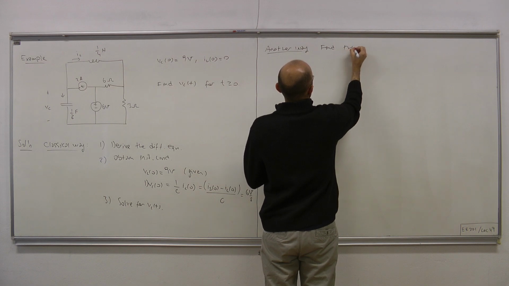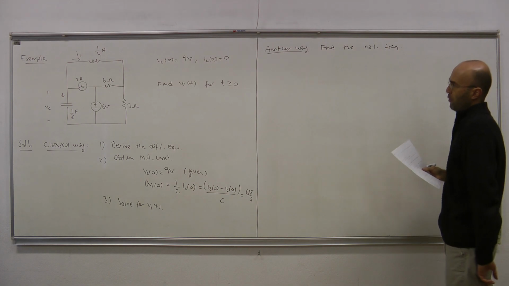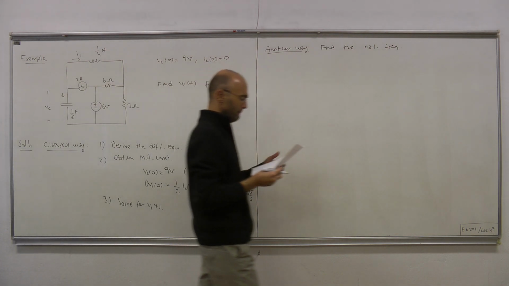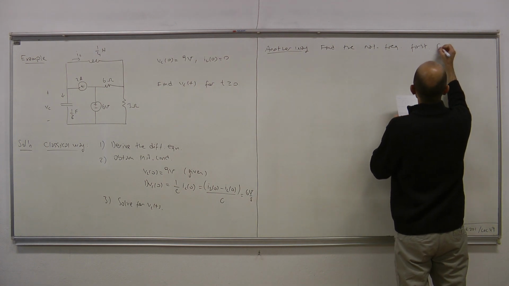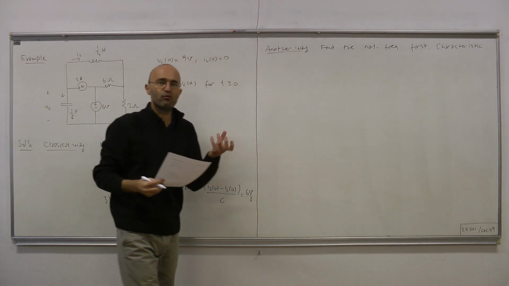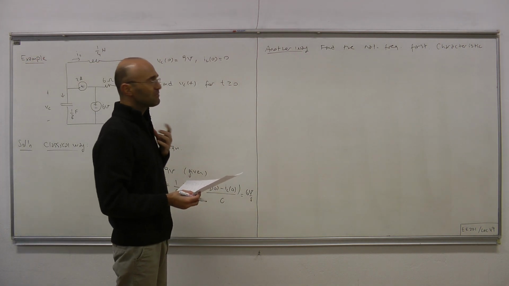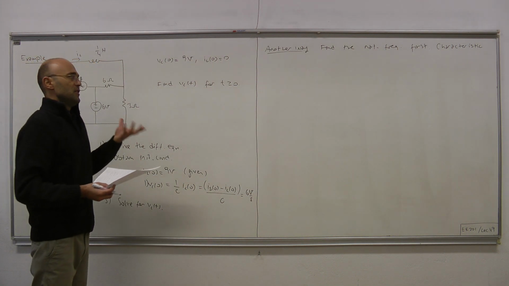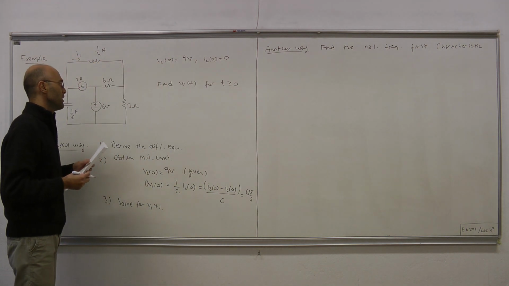Find the natural frequencies of the circuit without obtaining a differential equation. How is that possible? First, for that we have to remember that natural frequencies come from the characteristic polynomial. The characteristic polynomial comes from the left-hand side of the differential equation. And the left-hand side of the differential equation has nothing to do with the inputs, which appear on the right-hand side.